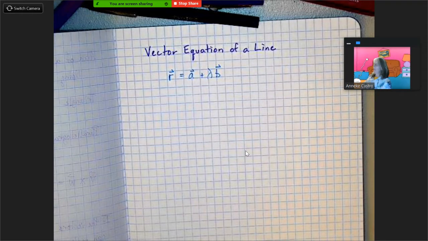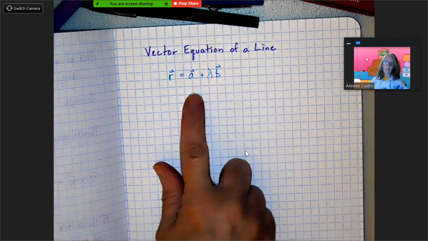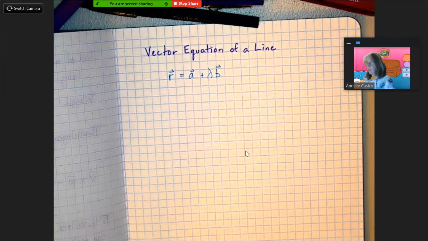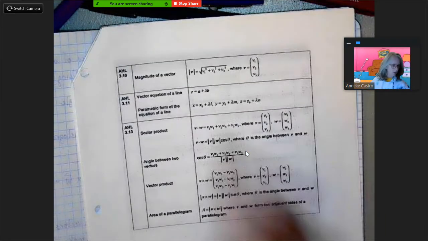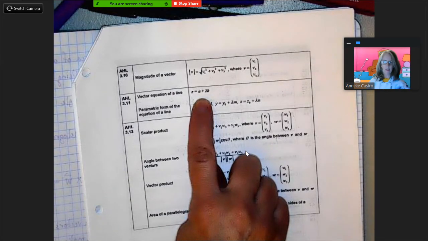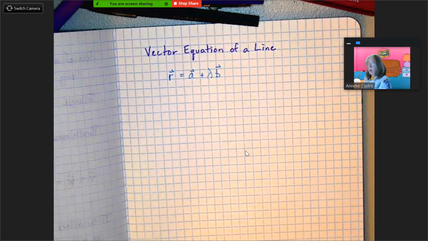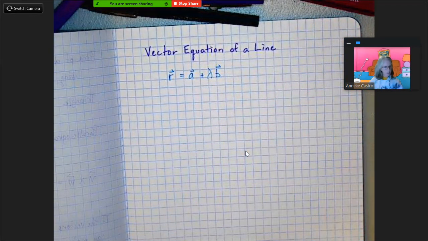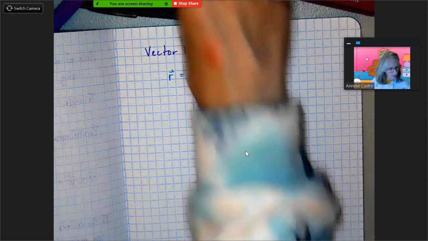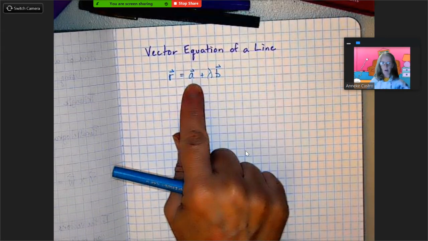Okay, so let's first start by writing down the things we already know. This might not look very familiar, but this is the vector equation of a line the way that it shows up in your formula packet. The way that we've been writing it and our textbook writes it is a little bit different. So we're going to write that down, but I wanted to let you see how it shows up in the formula packet.